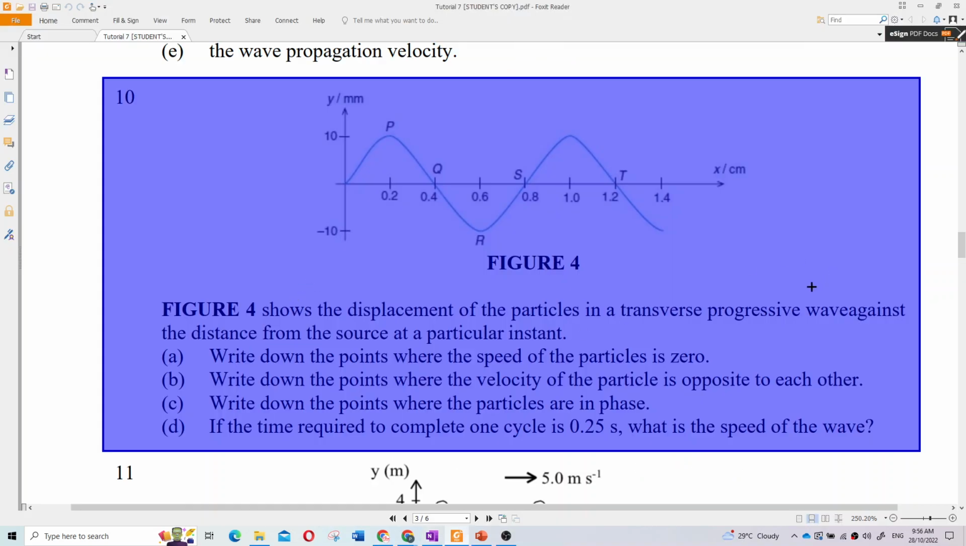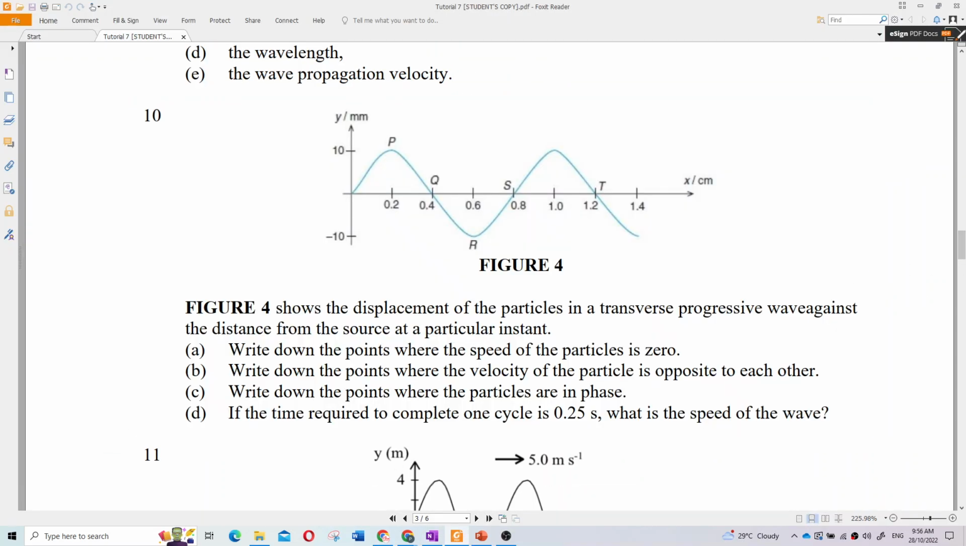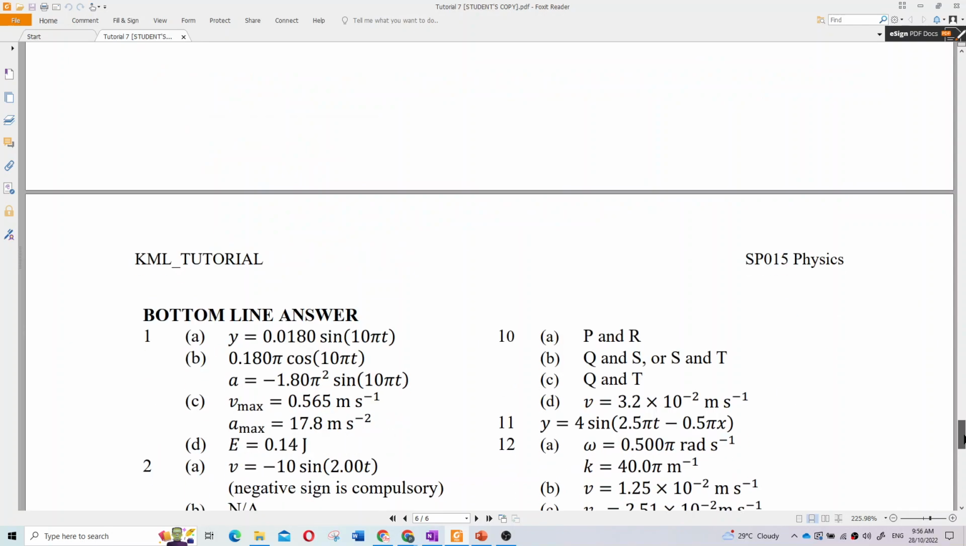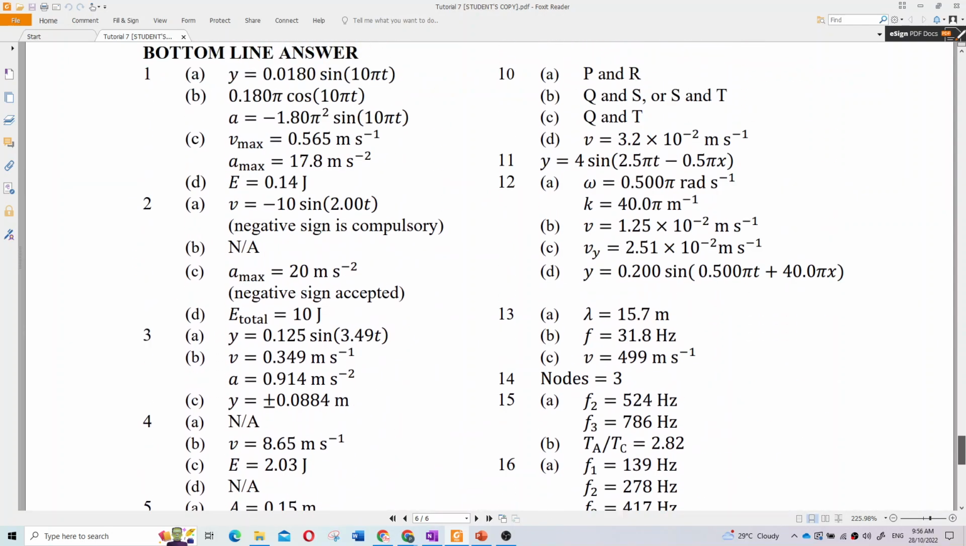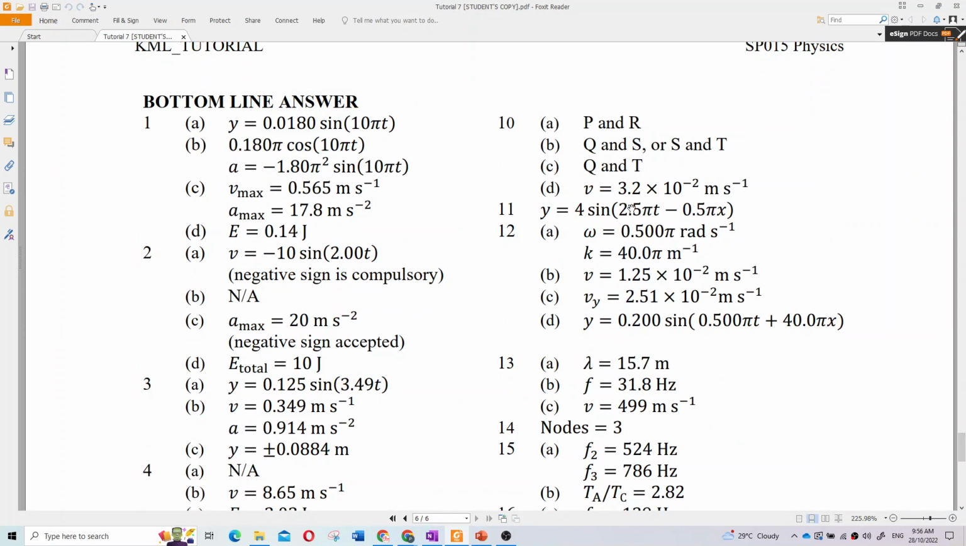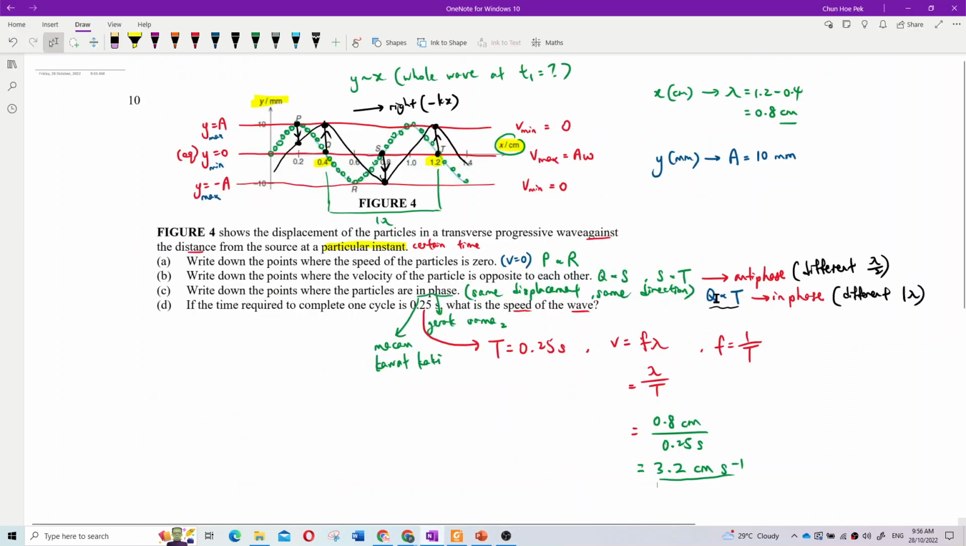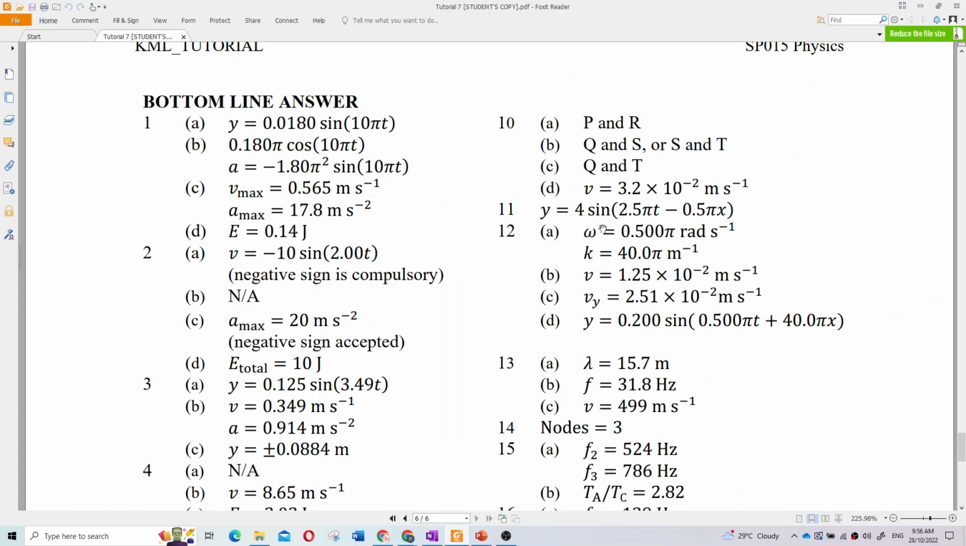Question 10. 3.2 exponent negative 2 meter per second. Centimeter per second. Correct lah. P and R, Q and T. Correct. The answer is correct.